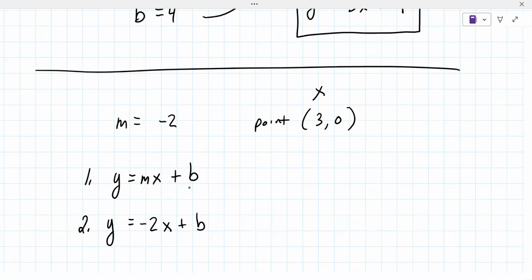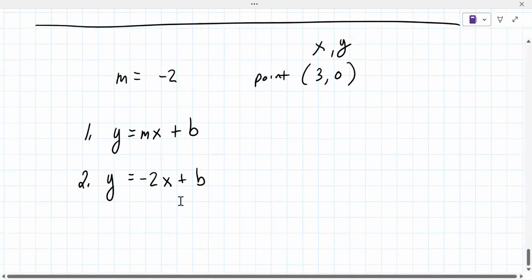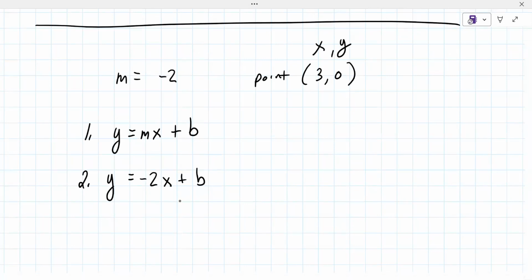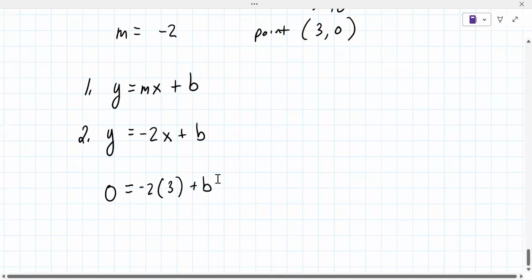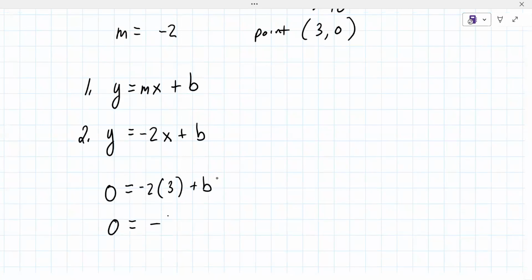Now, the first number is X, the second number is Y, so it would turn into 0 equals -2 times 3, because 3 is X, and then plus B. So 0 equals -6 plus B. Now you can see why we spent all that time learning how to solve equations, because you have to do that right here.